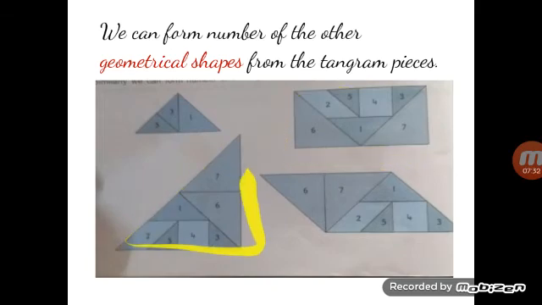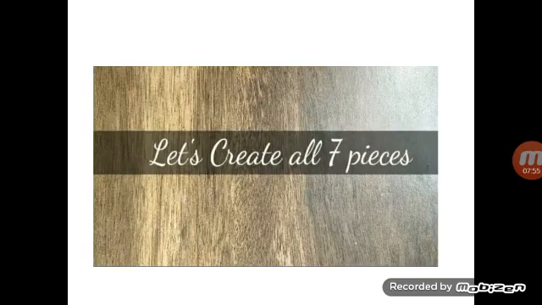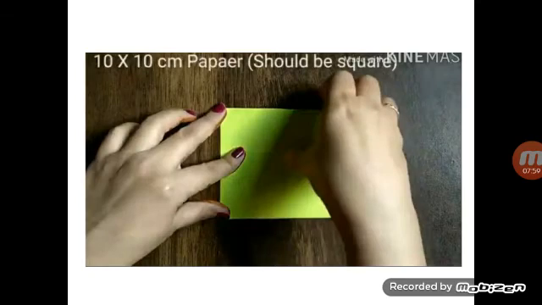Here you have got this triangle, that is a rectangle, and here also a parallelogram. So you have to put those 7 pieces of paper, that is called tangram. You have to arrange them in such a way that you can get these types of geometrical shapes. Okay, you can try it yourself. Now let's create all 7 pieces. Now see what we are making here.